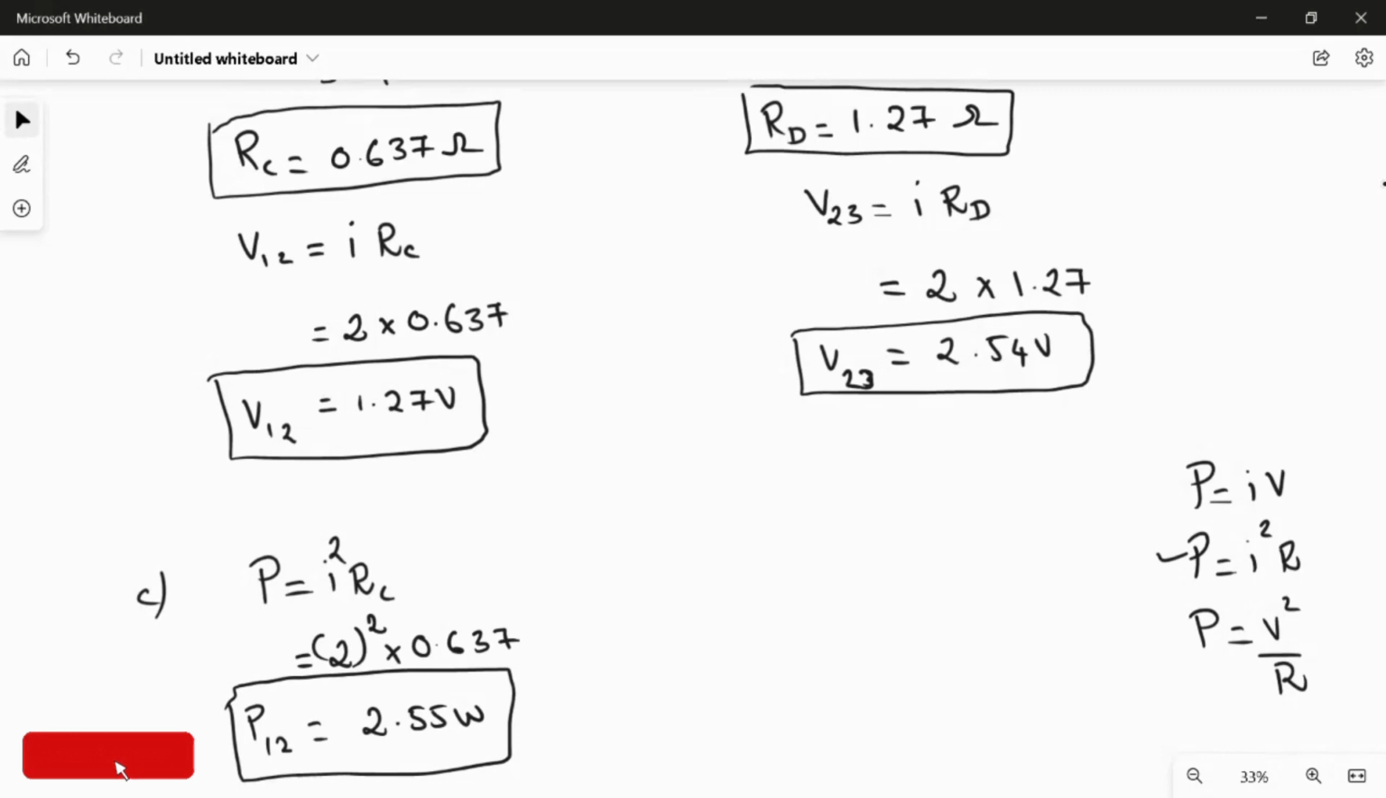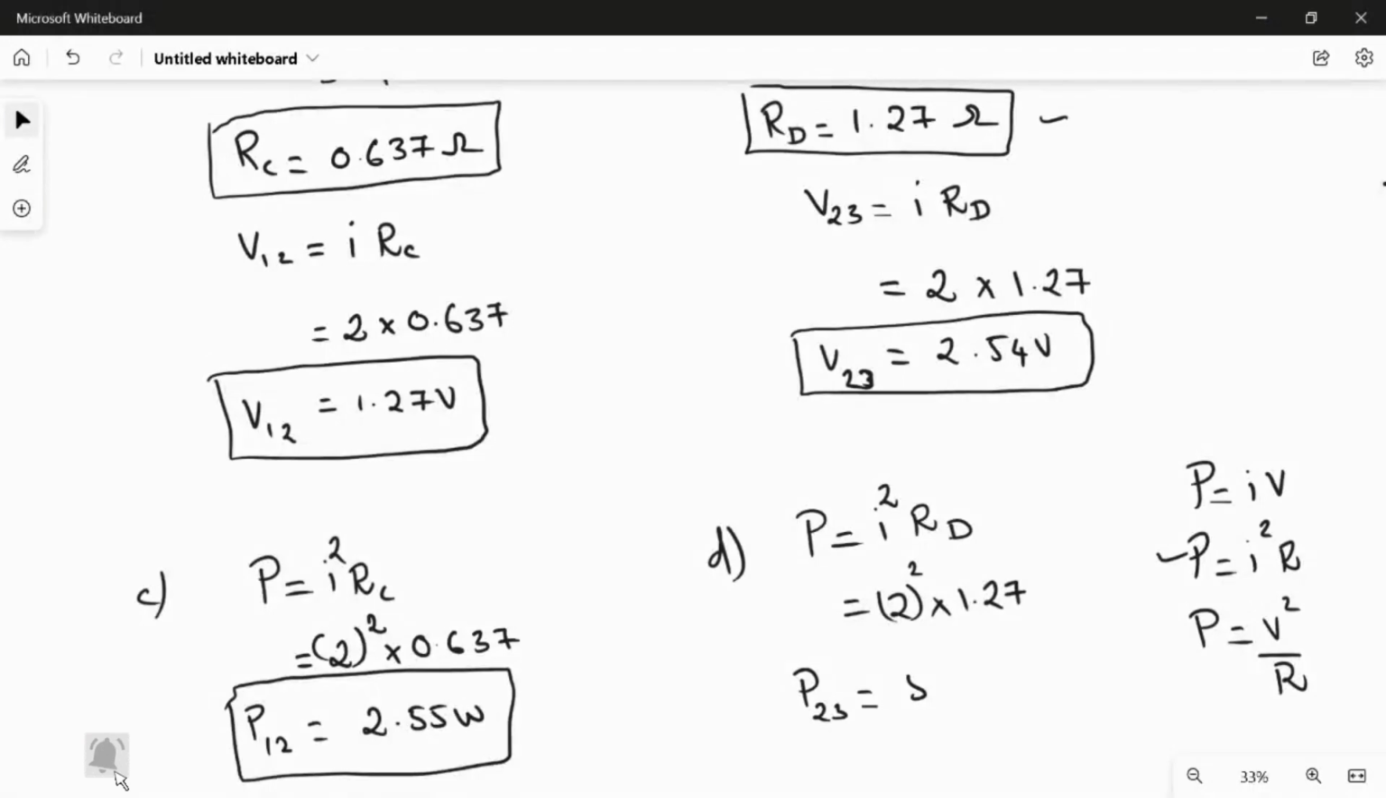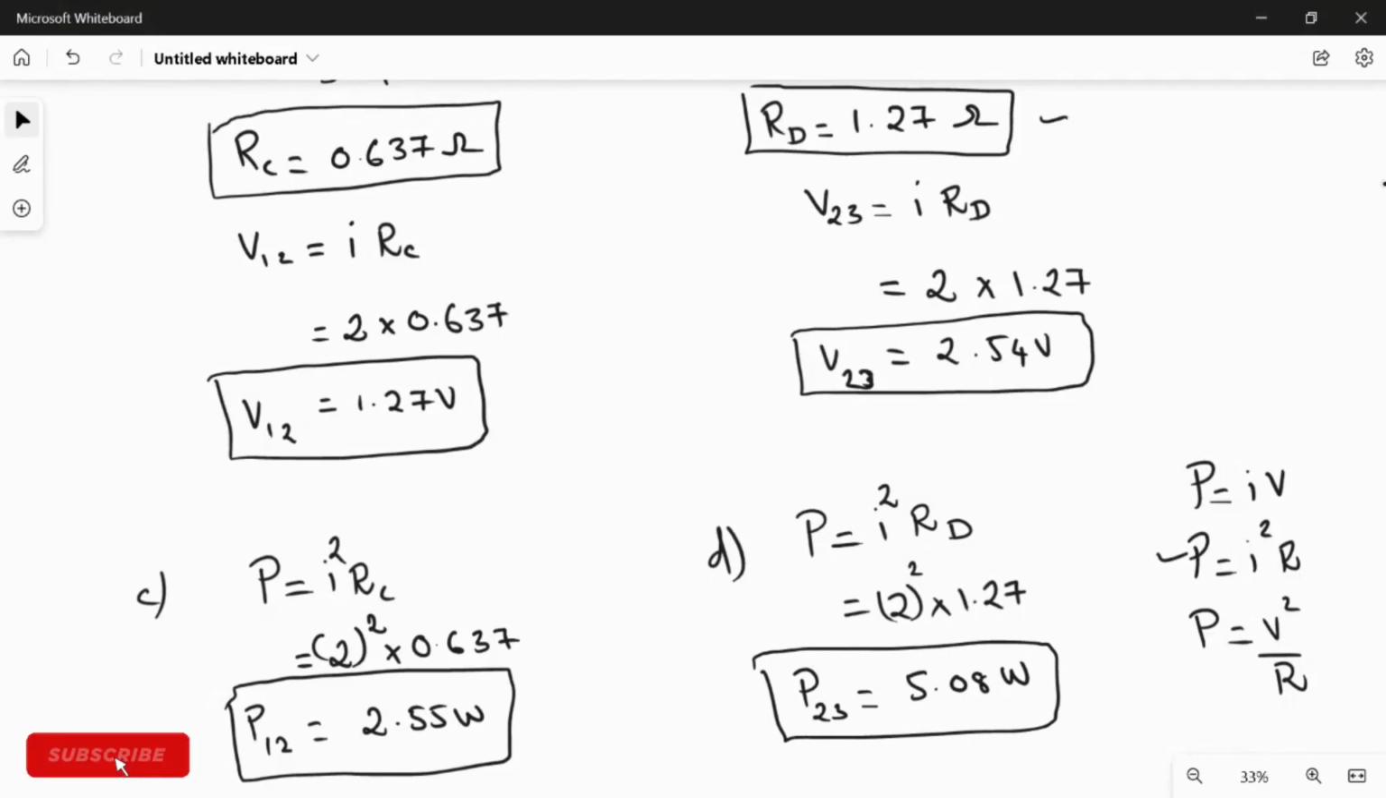Likewise, I'm going to use the same rule for finding the answer for the fourth question. So therefore P is equal to I square multiplied by the resistance of the wire D. The current value we already have in the question, which is 2 ampere, and the resistance of the wire D is 1.27. So 2 square multiplied by 1.27, we got the answer for the power between the point 2 and 3 as 5.08 watt. So this is the answer for the question 3, C and D. Understand? That's it. Thank you.